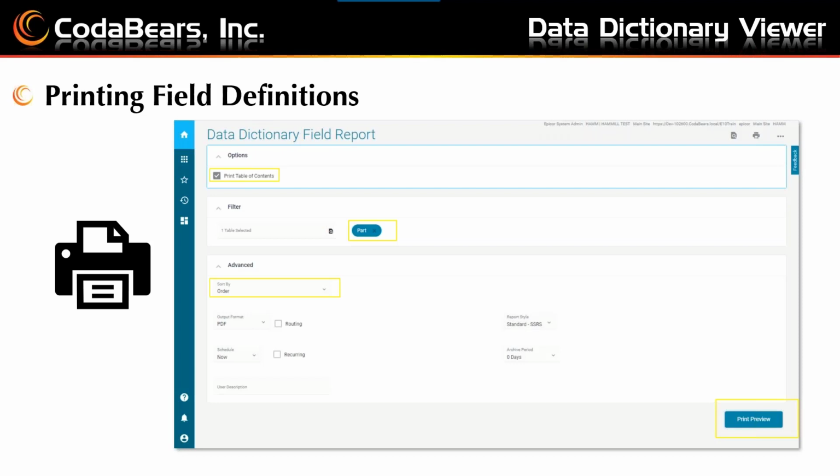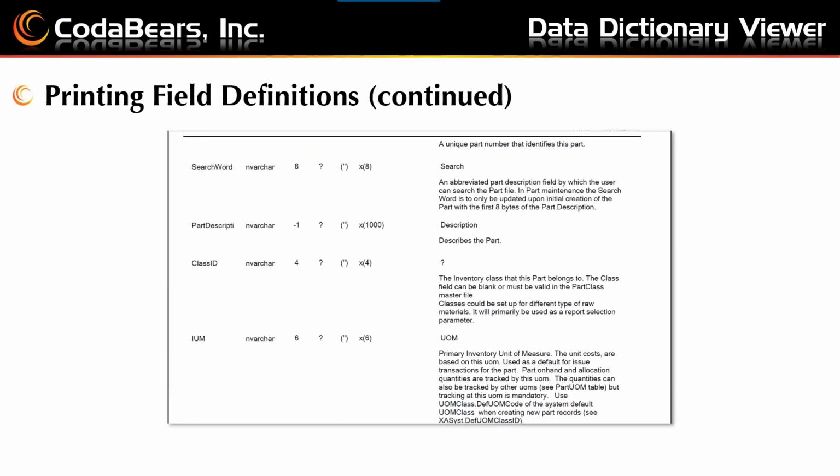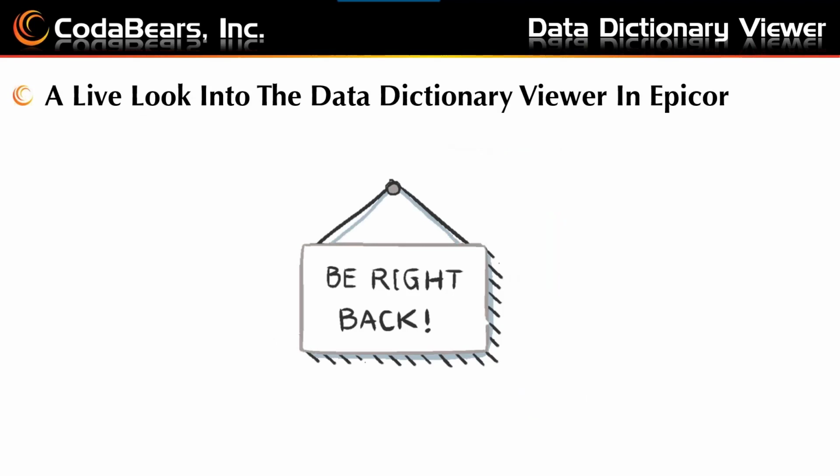If you do not get your print preview, try switching the print field definitions menu item to classic view instead of kinetic view. I would always suggest a preview before printing in case you accidentally selected all tables and that's not really what you wanted. So here's one page from the Part table after printing the field definitions. On the left side, you can see the basic properties of the fields, and on the right side, the full description about each field. So now we can take a live look at the data dictionary viewer in Epicor 10.